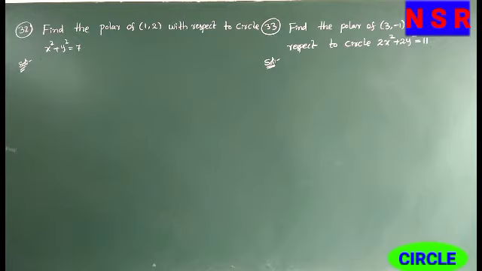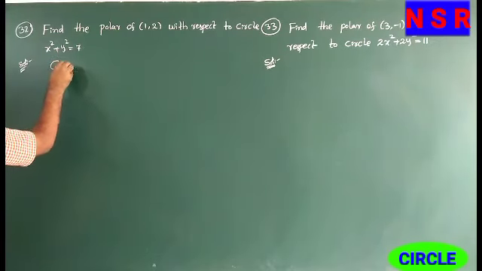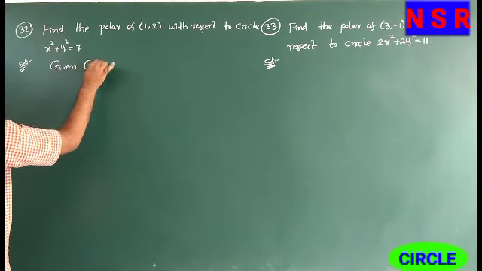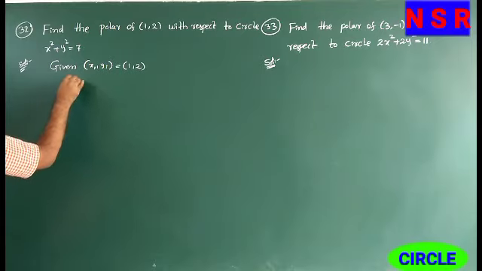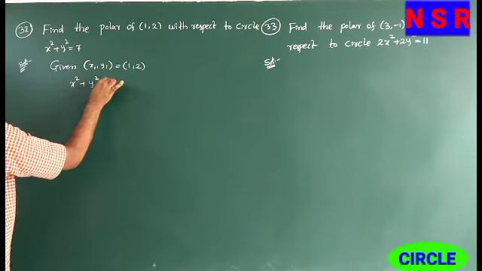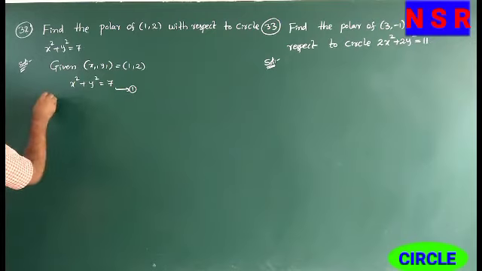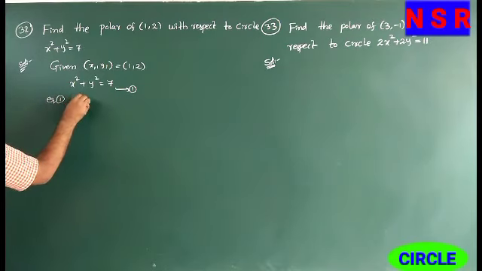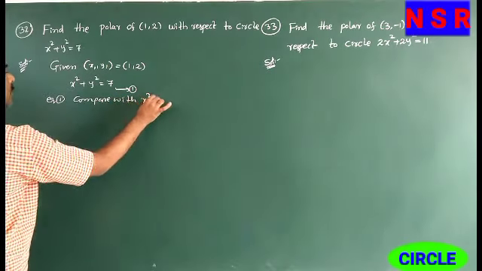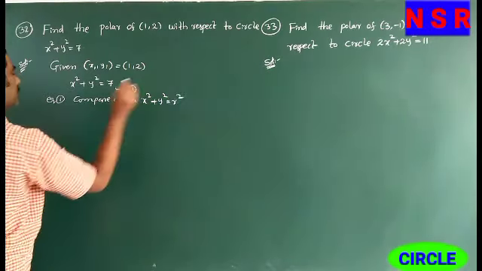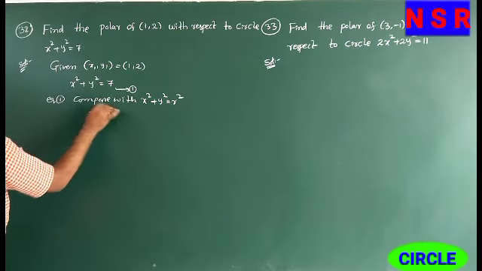So next, question number 32. Find the polar of 1 comma 2 with respect to the circle x square plus y square equal to 7. So here find the equation of polar. So given point here x1 comma y1 equal to 1 comma 2 and given circle equation x square plus y square equal to 7. Take it as equation 1. Equation 1 compare with x square plus y square equal to r square. Now r square equal to 7.